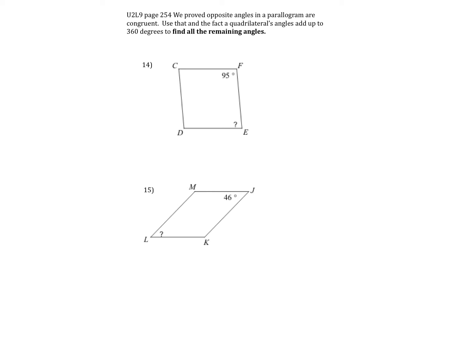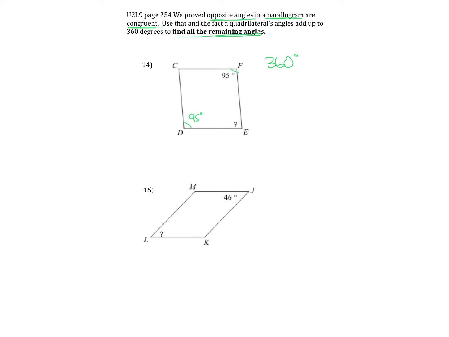So we proved that opposite angles in a parallelogram are congruent. So I know that if F is 95, for instance, D is also 95. They are opposite angles. So next it says to find all the remaining angles. There's a couple ways to do this. What we talked about in class is this is a four-sided figure. It's got a total of 360 degrees.